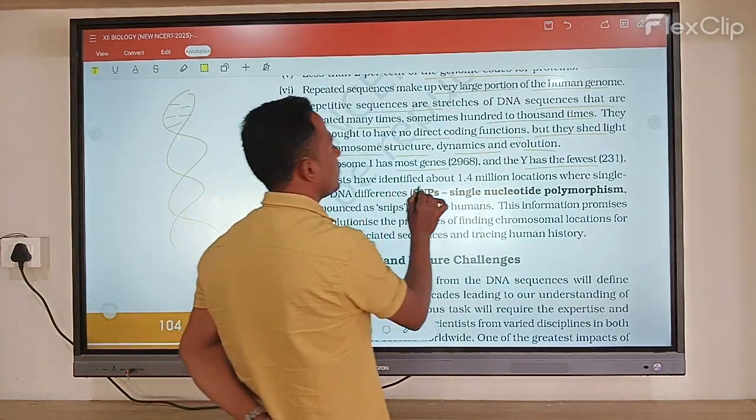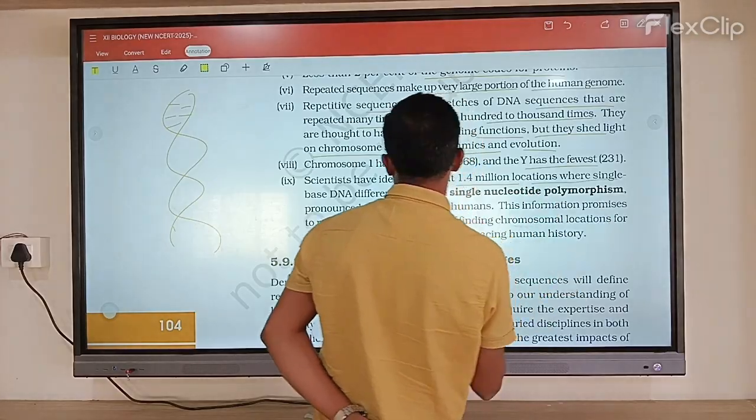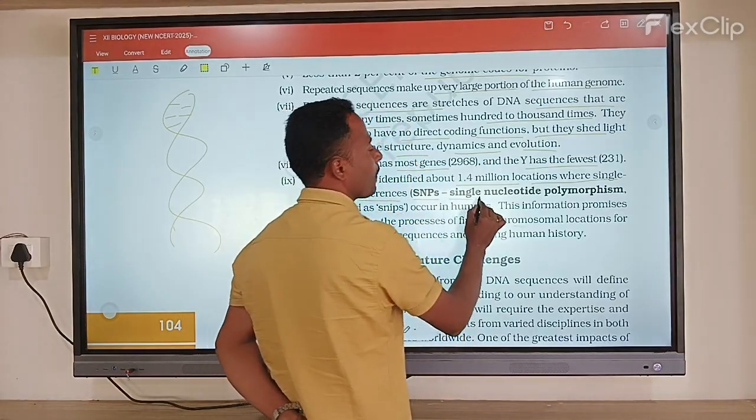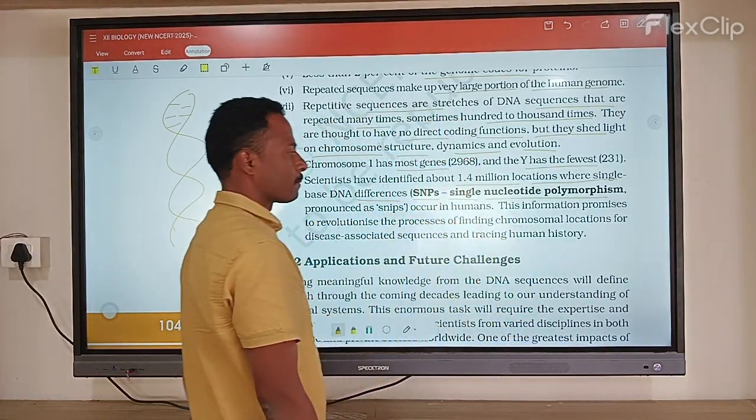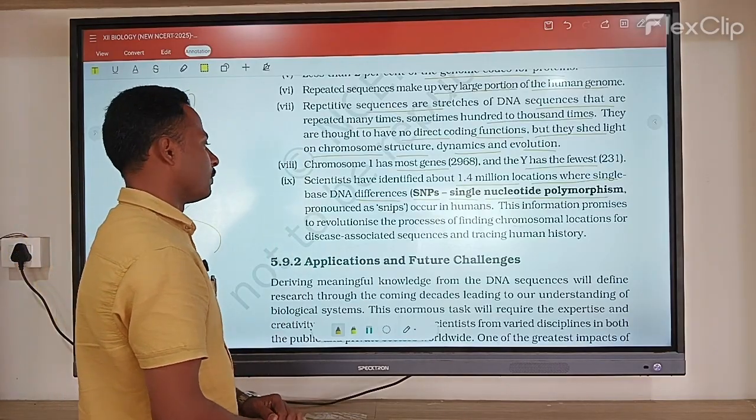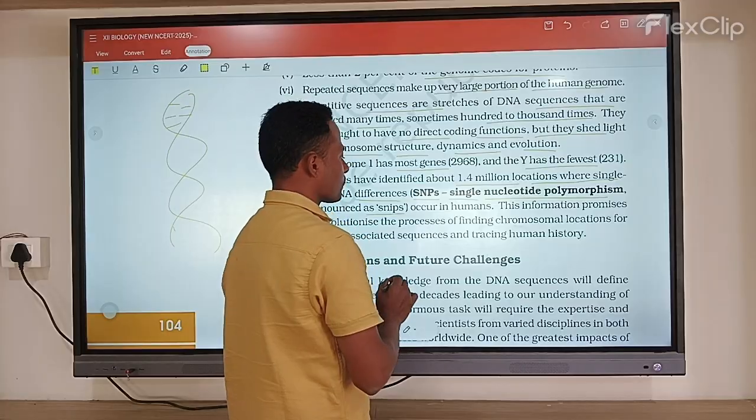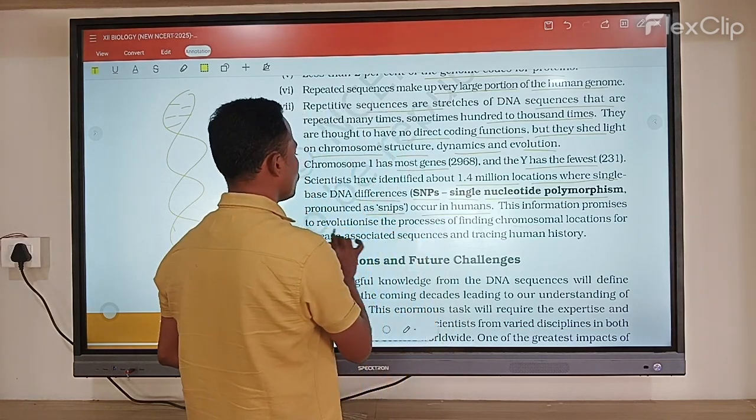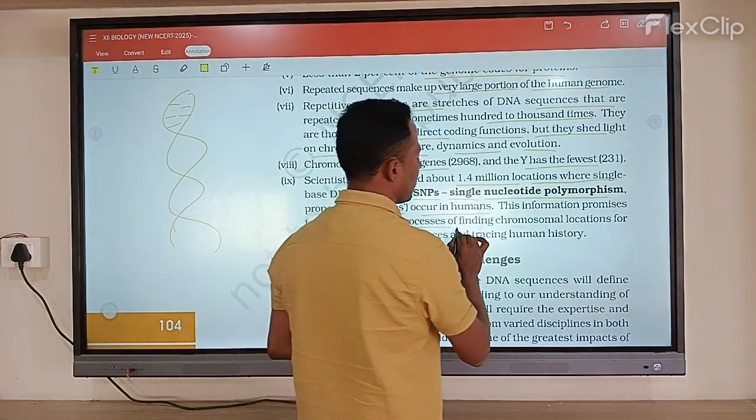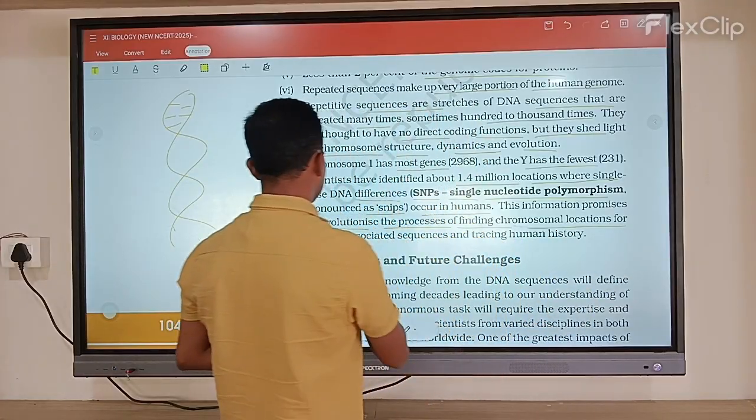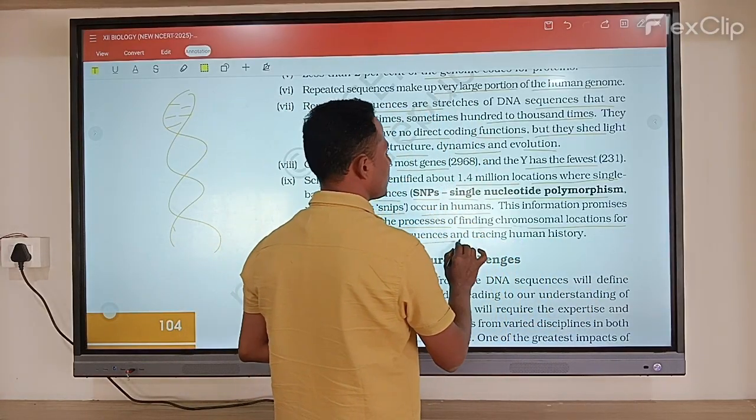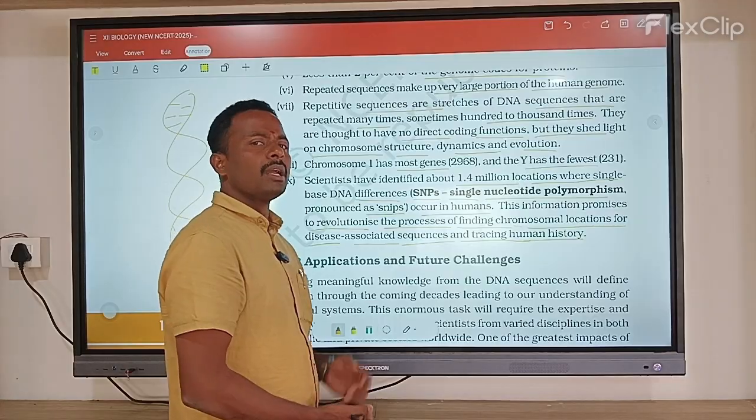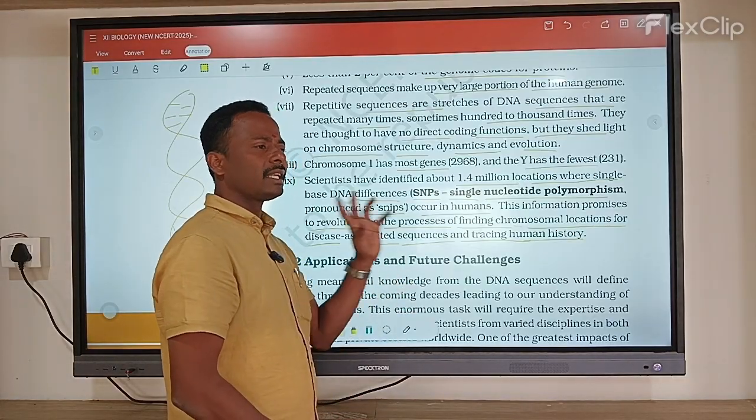Next, scientists have identified 1.4 million located single base DNA differences, that is SNPs, meaning single nucleotide polymorphism. It is pronounced "snips". It occurs only in humans. This information promises to revolutionize the process of finding chromosomal locations for diseases associated with sequences, and it is also helpful for tracing human history.